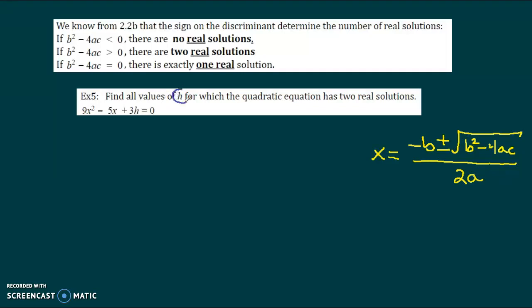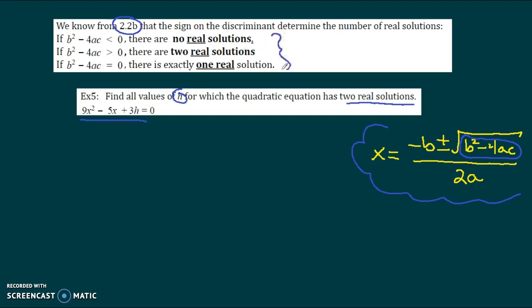We're going to try to find values for h that will make it so that this quadratic formula has exactly two real solutions. If you think about the way we've been solving quadratics, we've been using this quadratic formula, and way back in section 2.2b, we talked about how the sign of the number under the square root symbol determines if it has no real solutions or two real solutions or one real solution.